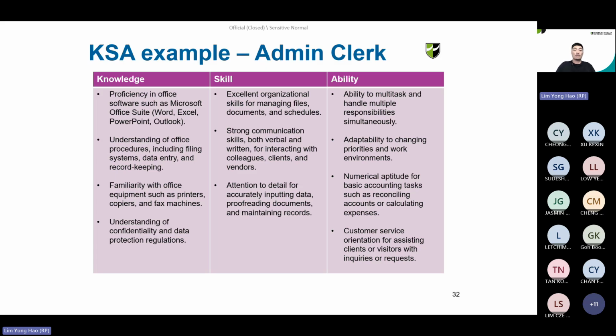Customer service orientation, so this can be trained. Whether you want to put it under ability or look at it from a skill perspective, for an admin clerk it may not be as important from a customer service orientation point of view, depending on how much they interact with clients or customers. So this goes back to the task analysis, the job analysis that looks at the job description.